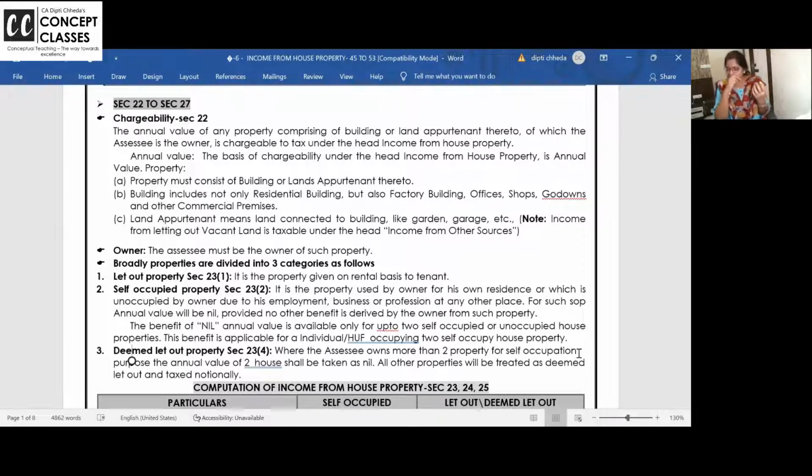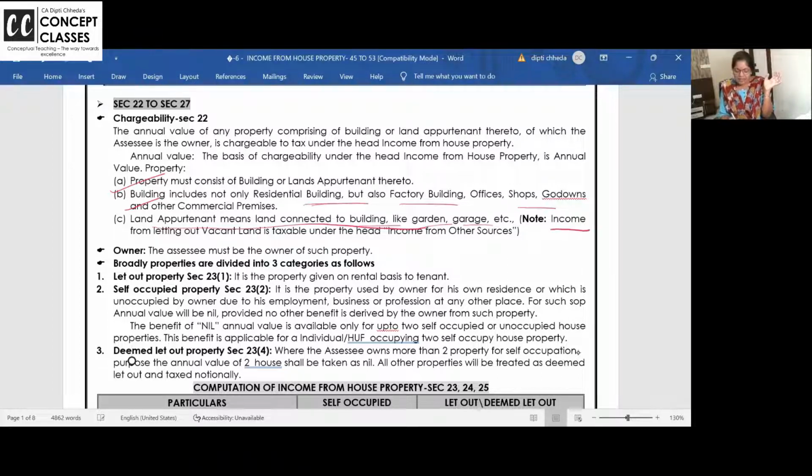So that property can be of what kind of property? The name of this head is income from house property, but it includes buildings, commercial buildings, factories, godowns, offices, multiplexes, theaters, residential buildings, all including land appurtenant to the building. So along with the building, attached to the building, if we have land appurtenant to the building, that is garage, garden, and if you have given it out on rent, it is taxable under income from house property.